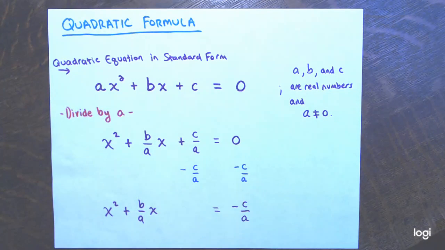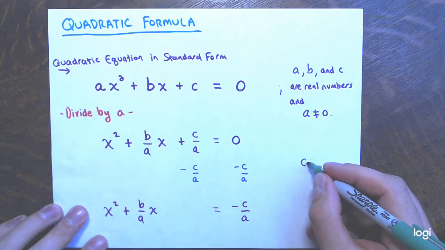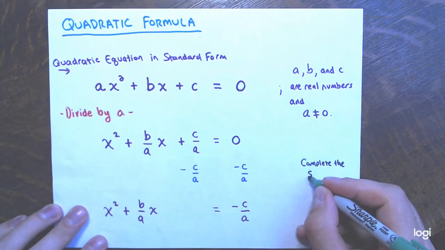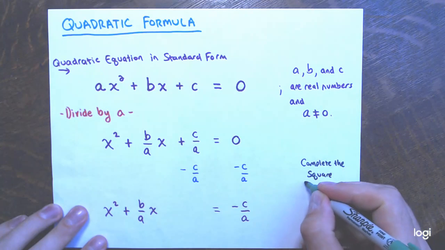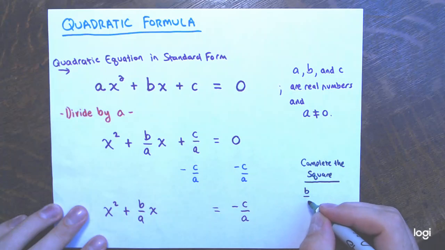Right. Now remember how to complete the square. I have 1x squared plus some number times x. That number is b over a. So remember, for the completing the square part, you take the number times the x to the first, right, b over a.